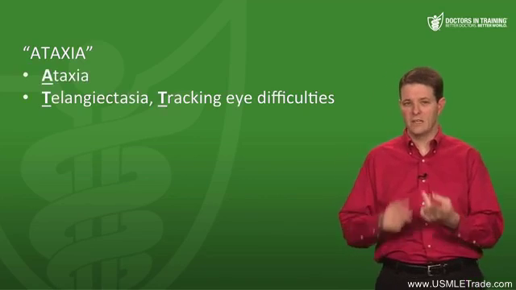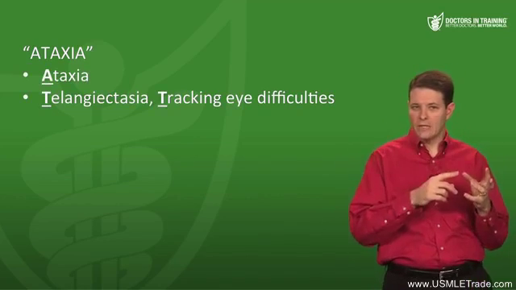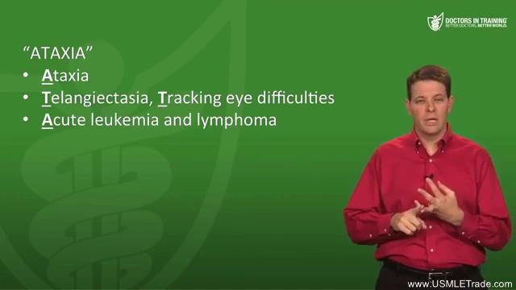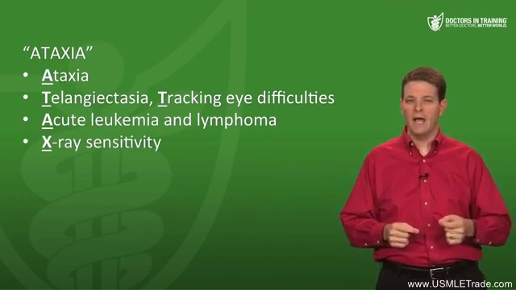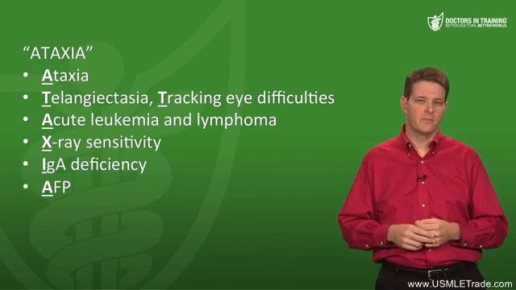Now a student sent us a mnemonic for the features of ataxia telangiectasia, which is simply the word ATAXIA. The A and T are for ataxia and telangiectasia. You can also let the T stand for tracking eye difficulties for that poor smooth pursuit. The other A is for acute leukemia and lymphoma. The X is for X-ray sensitivity. The I is for IgA deficiency. And the final A is for AFP.